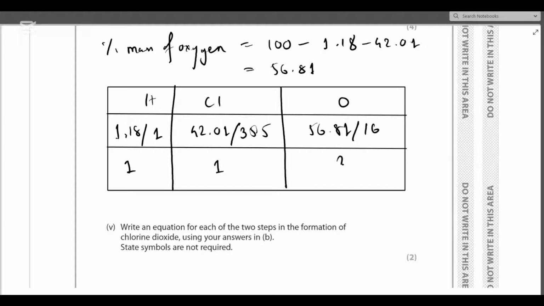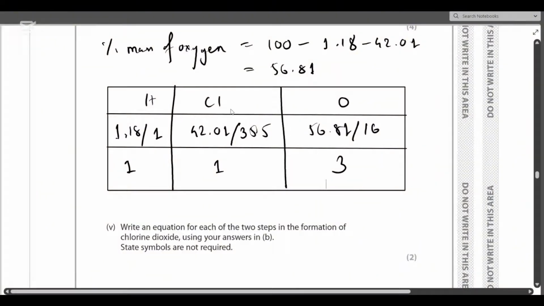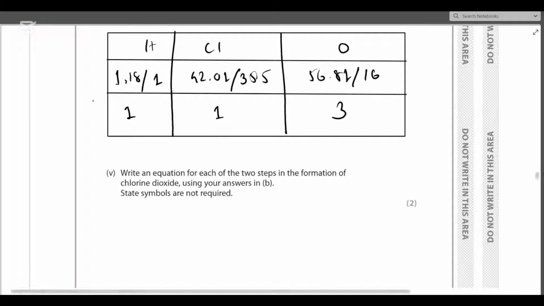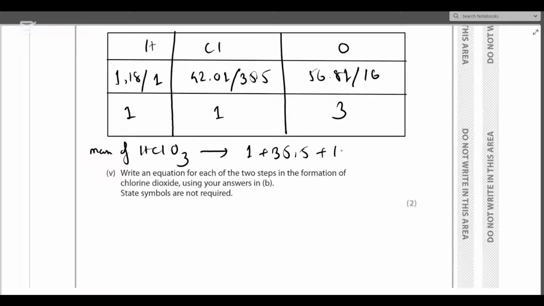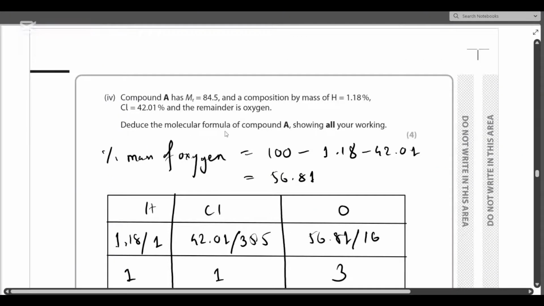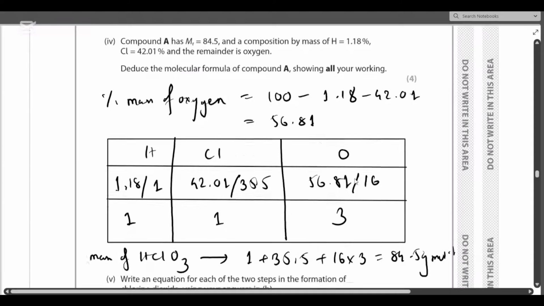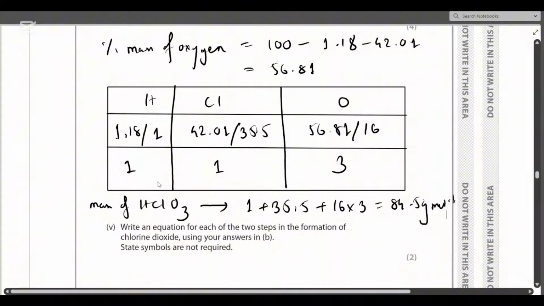And then here, when you do the calculation, you get 1. So what can we say? The ratio is 1:1:3, so the formula is HClO3. The mass of HClO3 is 1 plus 35.5 plus 16 times 3, giving us 84.5 grams per mole as the molar mass. That is the molecular formula of the compound, and that is actually the molar mass which is provided. So our compound A is actually correct.